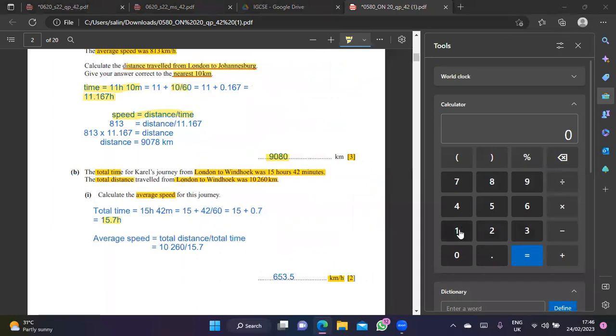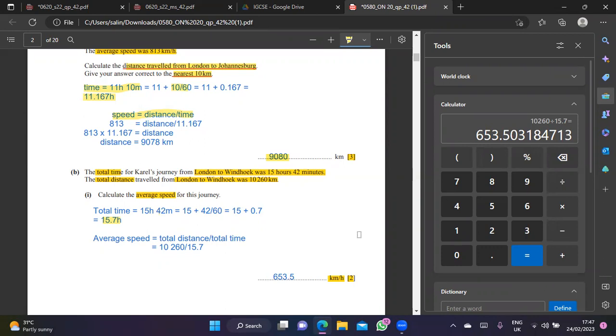Okay, so we've got 10260 divided by 15.7 equals. Okay, you got 653.0503, and so on.